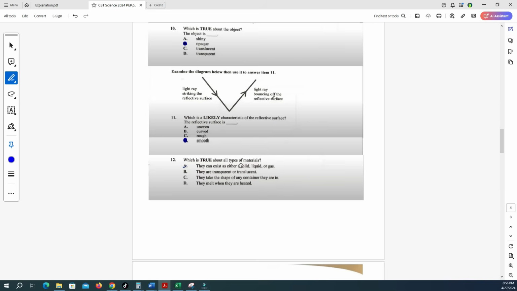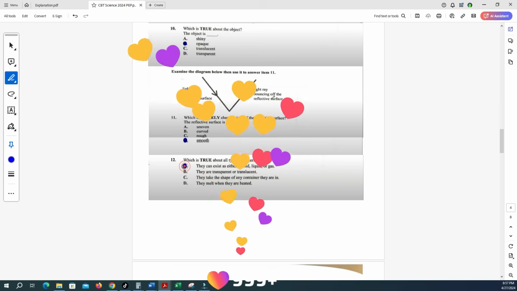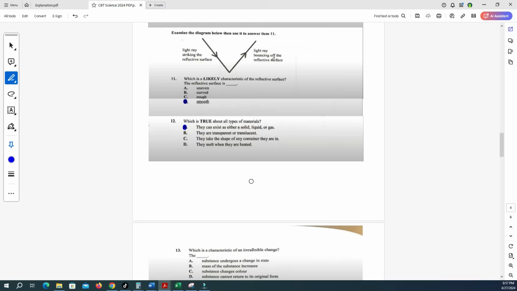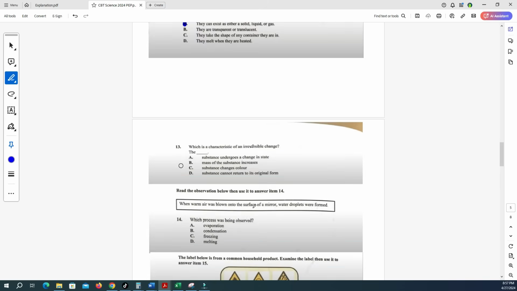Which is true about a type of material? All types of material can exist as solid, liquid, or gas. I say that's it. They are transparent or translucent? Not all. Right, so definitely that's A.